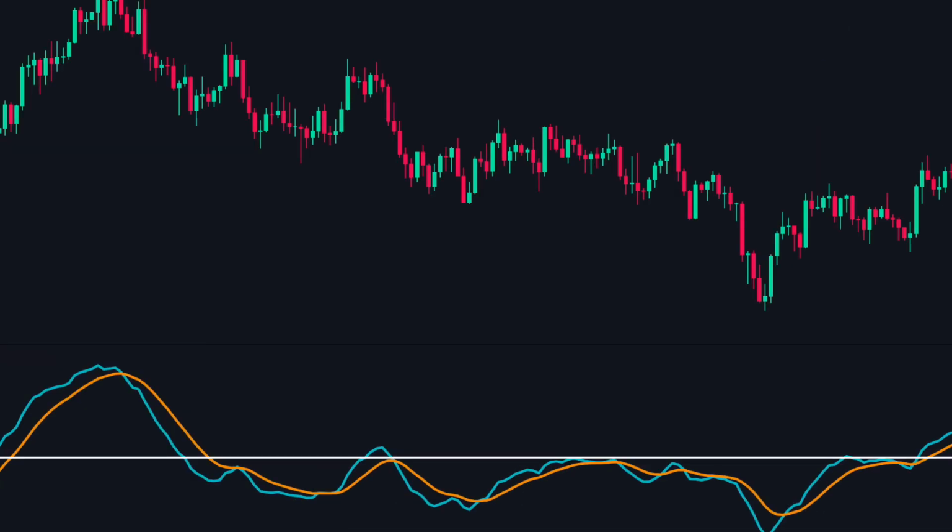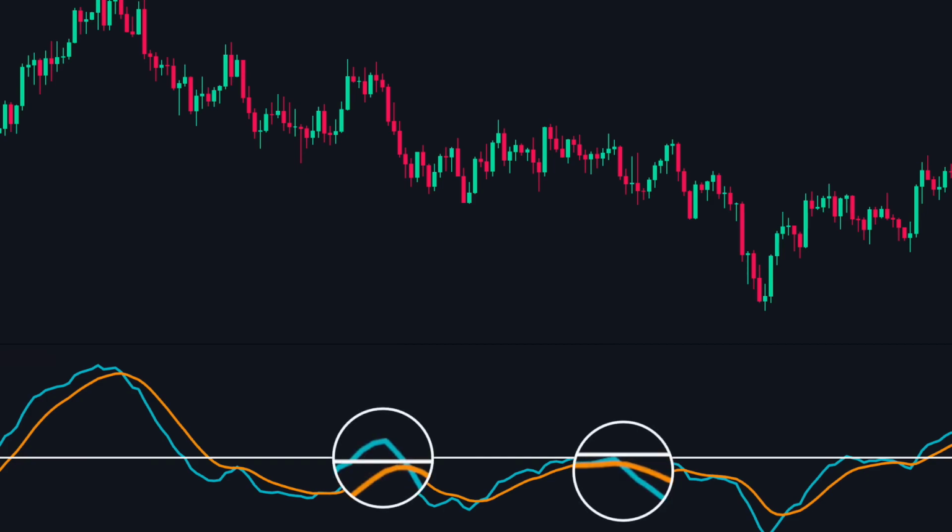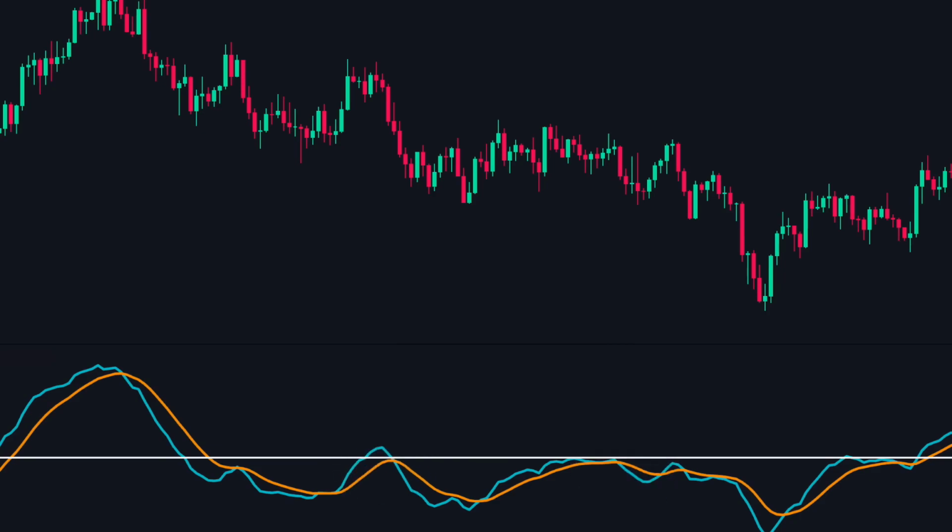Similarly, in a downtrend, if the MACD line pulls back to the zero line, it is a good place to make sell entries. We wait for the MACD line to cross below the signal line. We enter on the crossover.